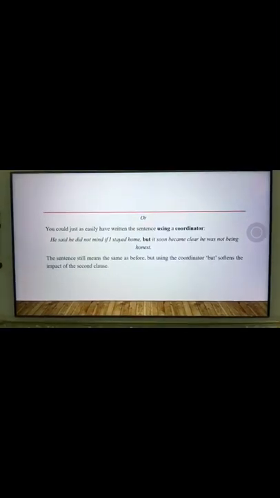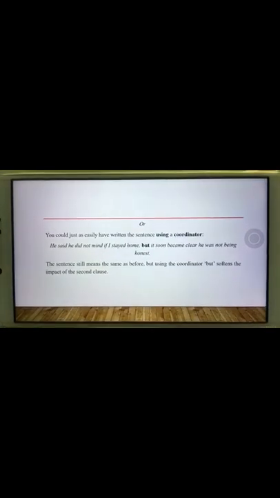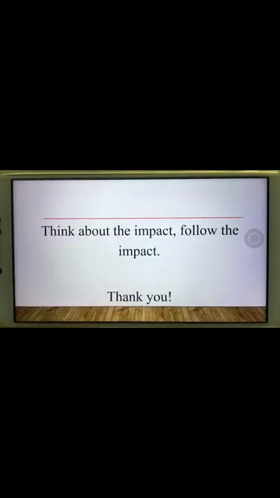Are you clear on how to create a compound sentence now? I hope you can fully understand the compound sentence now. Last but not least, always think about the impact. Follow the impact and you can easily create a compound sentence without a mistake.